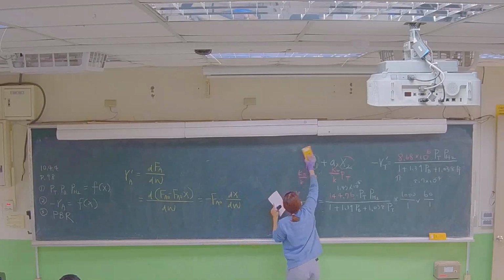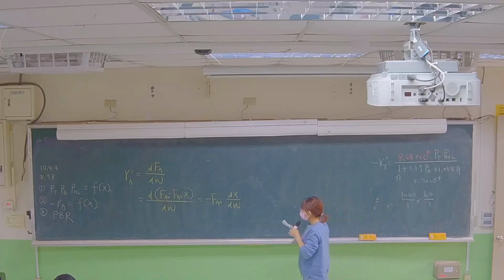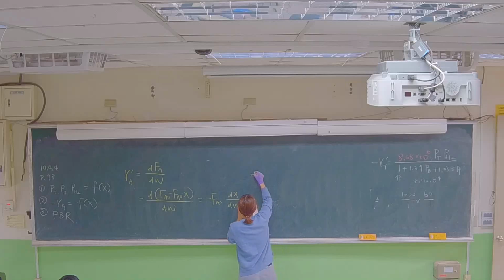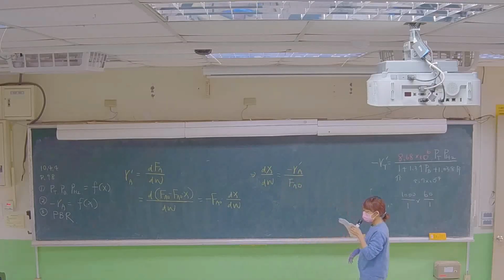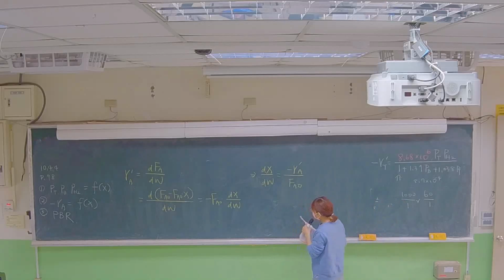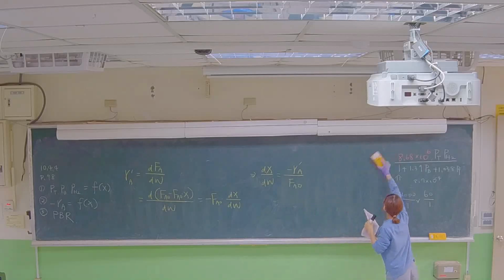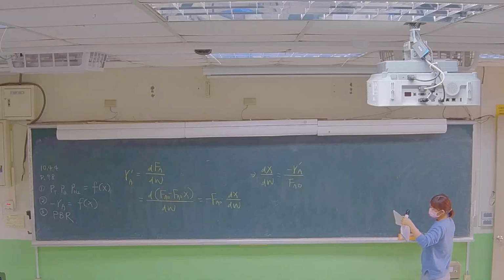So please review the design equation. You can memorize this one. So you can get one conclusion about PBR. Okay? So that is the design equation for PBR. And let's see the example, the last example.